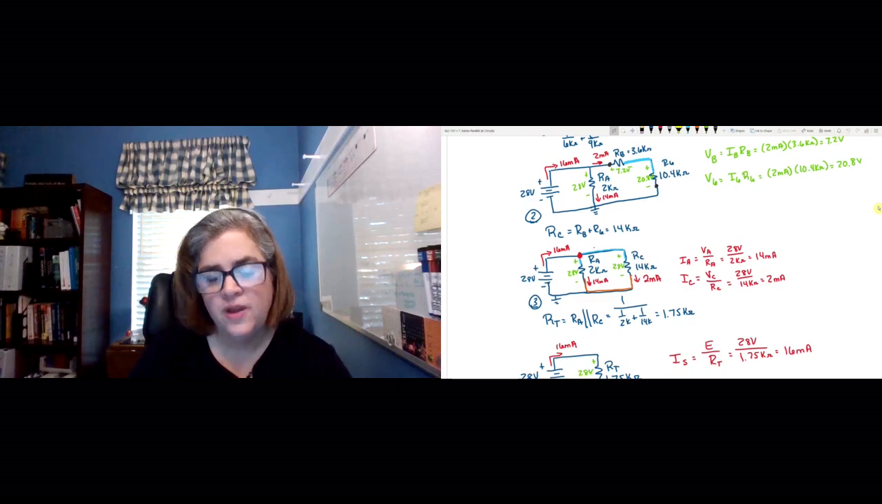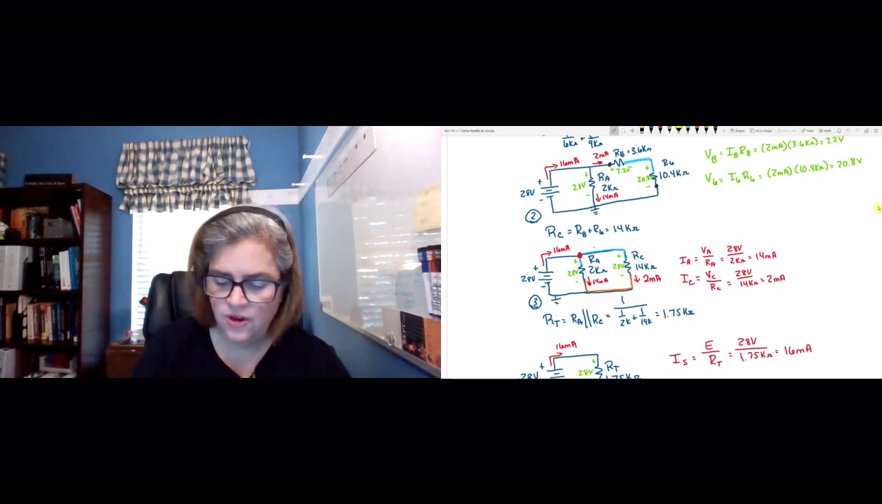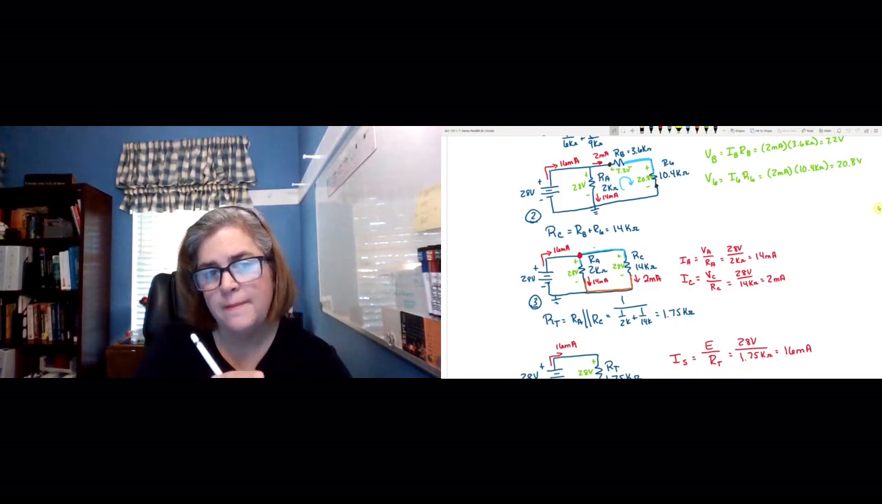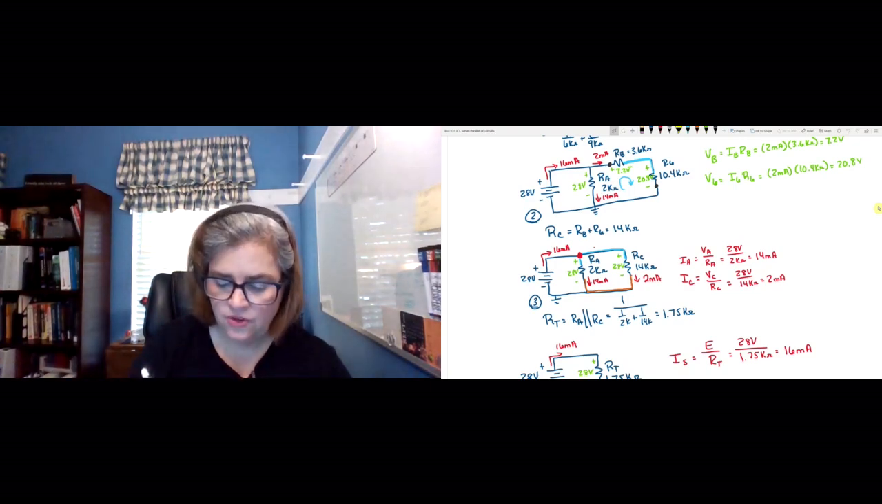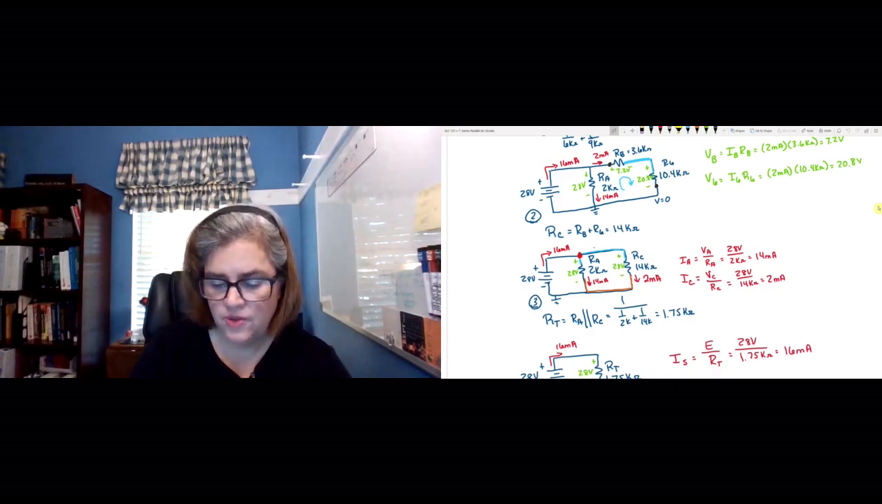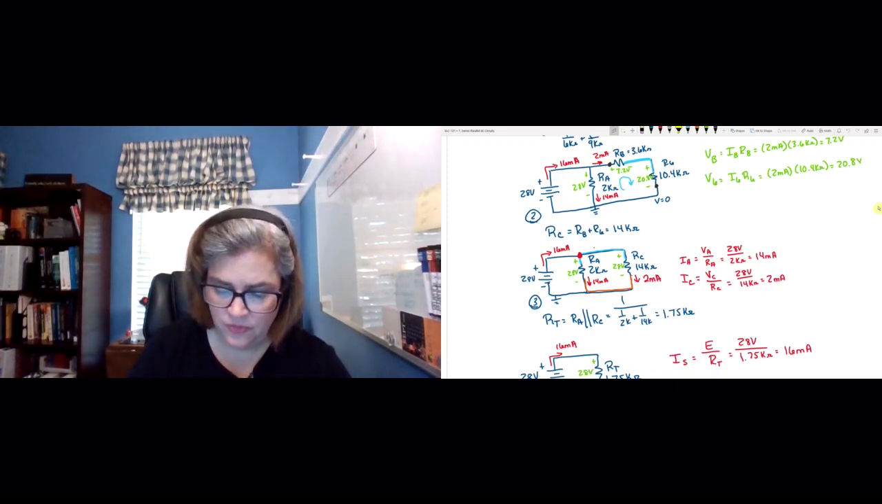Now that makes sense as well, because if we used our Kirchhoff's voltage law equation around this loop, we would see plus 28 through RA, minus 7.2, which leaves 20.8. Minus 20.8 would get us back to RV equals 0 here at ground. Okay, so that makes sense.